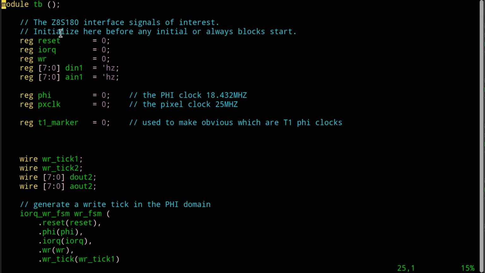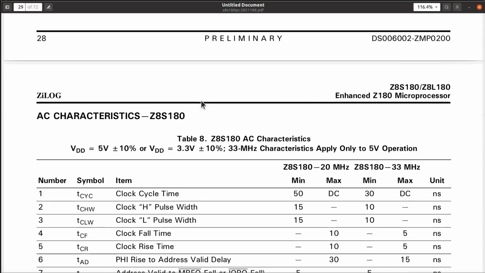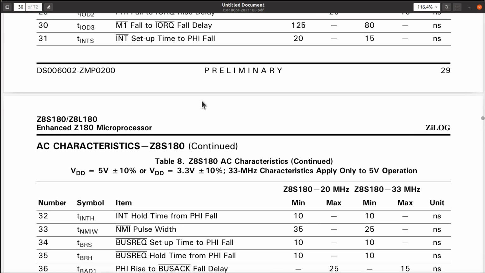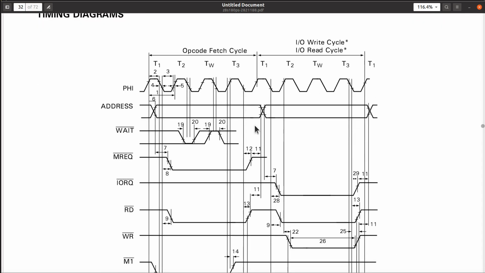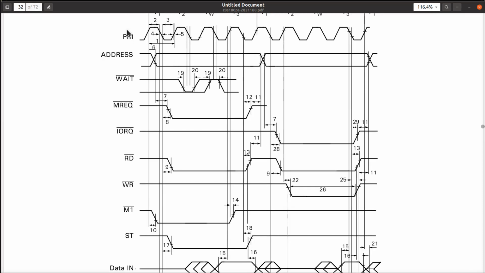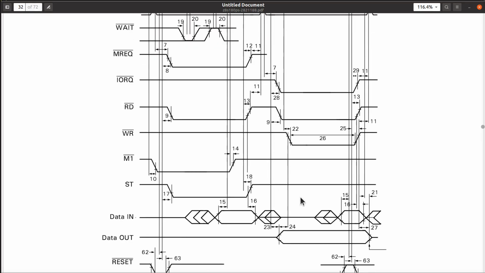In a test bench, you've got a bunch of variables that you're going to use. You're going to assign these values over the course of simulated time to represent your system's activity. And in the Z80, or the Z8S180, I should say, in this diagram, there are signals that I care about. There's phi. This is the free running clock that the CPU runs on. There's the address bus, there's the IO rec signal, and the write signal, and the data in and out values.